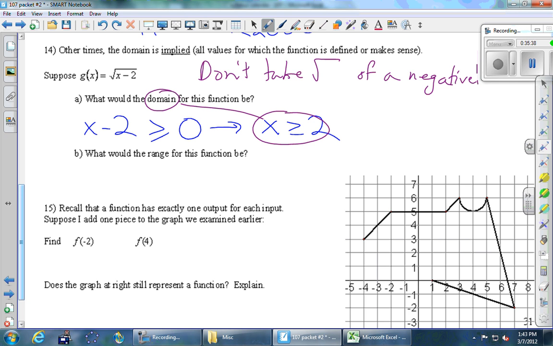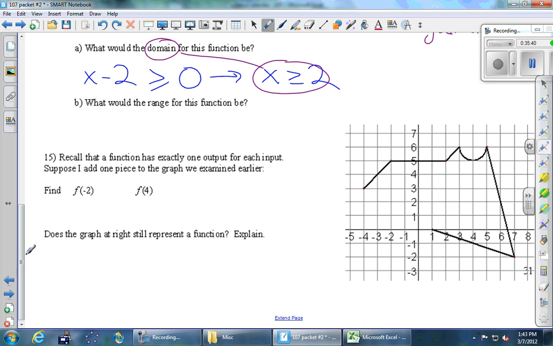Okay, we're going to skip B and jump down to 15. And 15 will go to Iris. Can you just read 15 out loud?